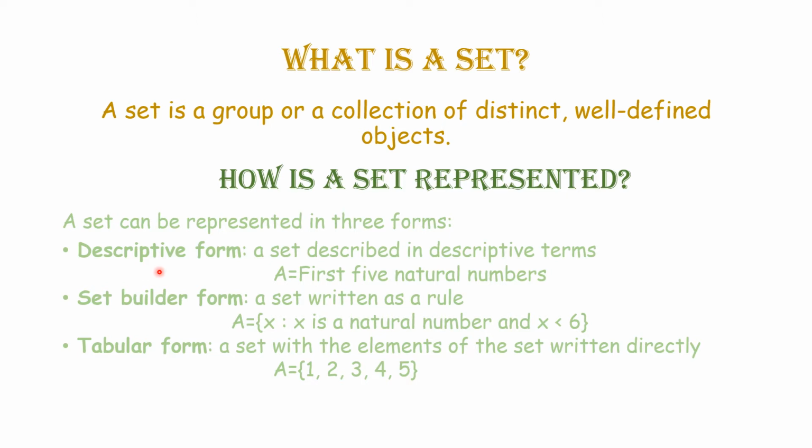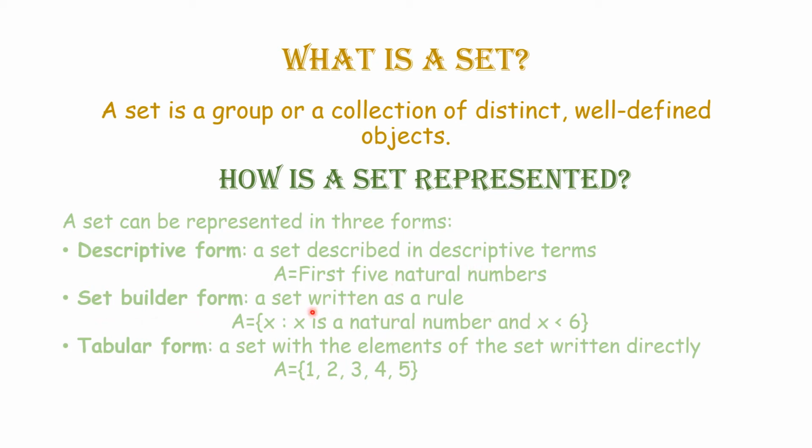Descriptive form is when a set is written in words. Let's say first 5 natural numbers, so it is written in words in descriptive form here. So this is the descriptive way of writing a set. Set builder form, in which a set is written as a rule using x. And what is x here? x is a natural number less than 6, because we have to write first 5 natural numbers. So this is how you can write it in set builder form.